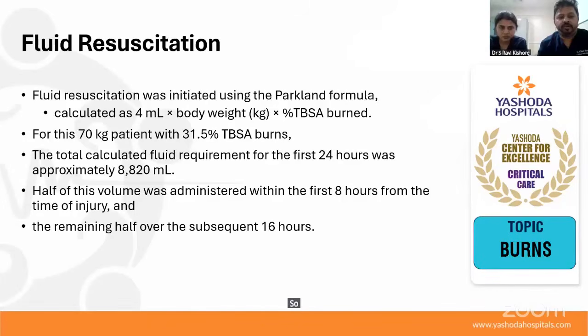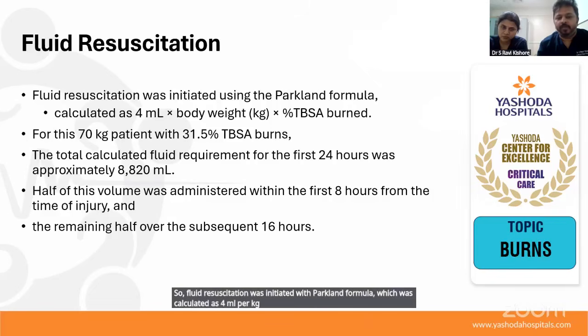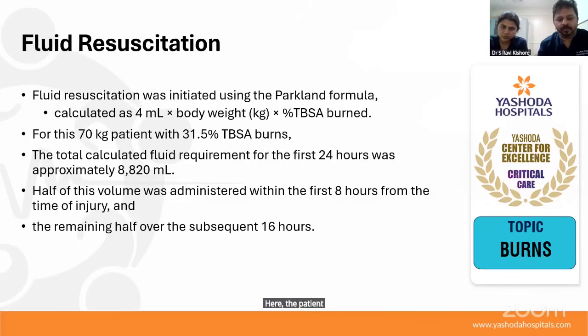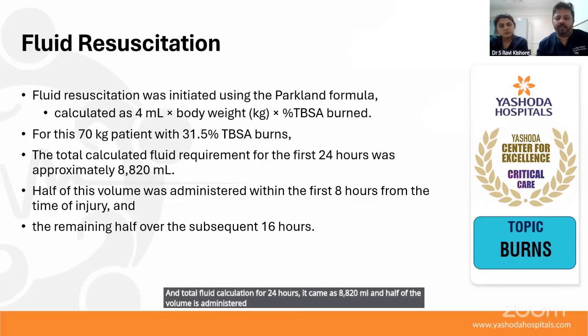So fluid resuscitation was initiated with the Parkland formula, which was calculated as 4 ml per kg body weight into percentage of the burns. Here the patient is a 70 kg patient with 31.5% burns, and the total fluid calculation for 24 hours came as 8,820 ml, and half of the volume is administered within the first 8 hours, and the remaining half in the next 16 hours.